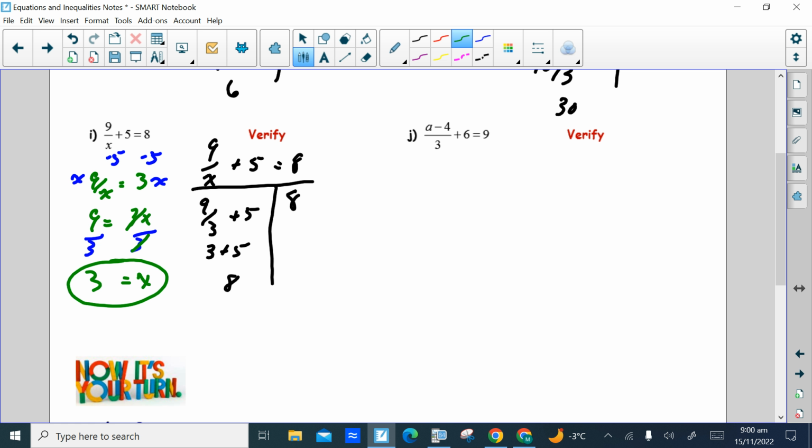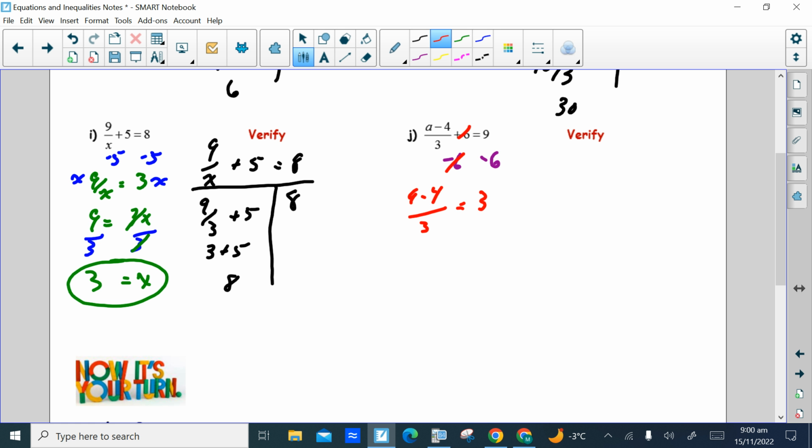Question J. First step, Jace. Subtract 6 from both sides, he says. You agree with that, Shiloh? Because the opposite of adding 6 is subtracting 6, so they cancel on the left. And we still have a minus 4 over 3 equaling 9 take away 6 is 3.